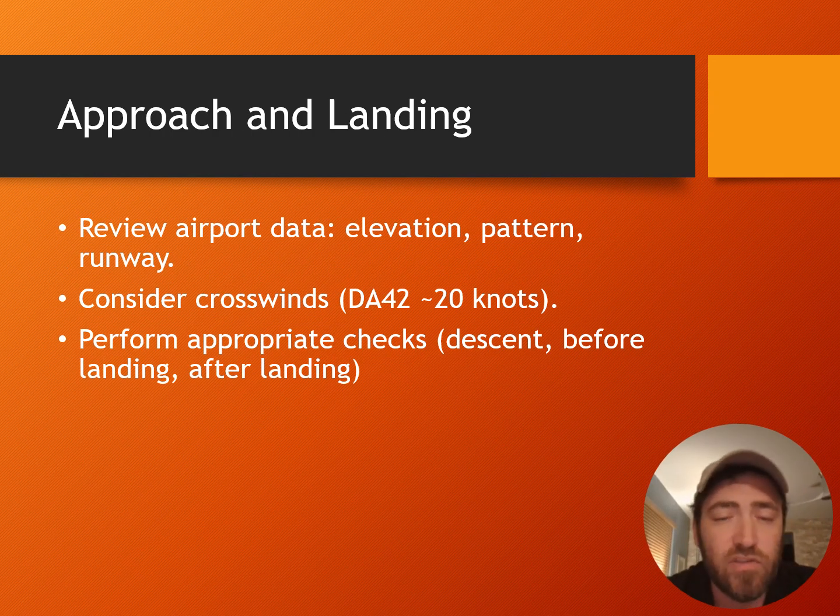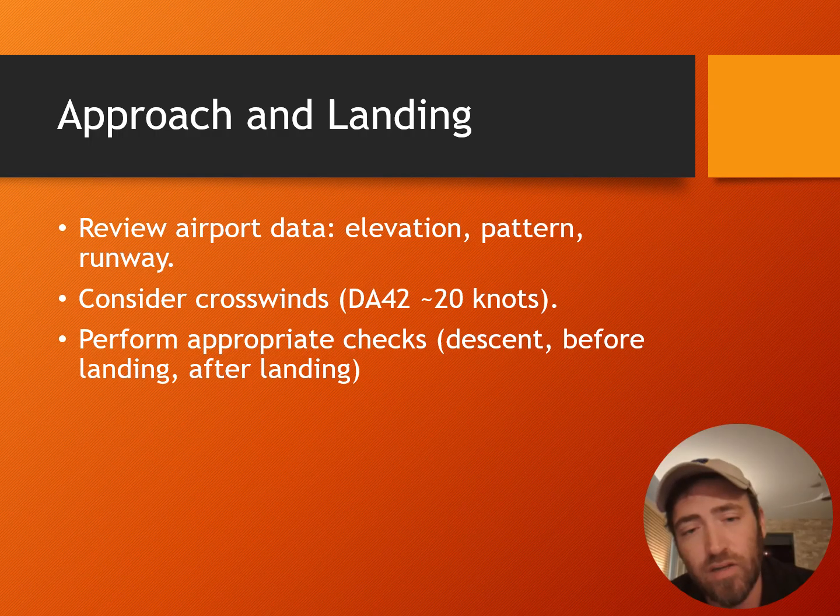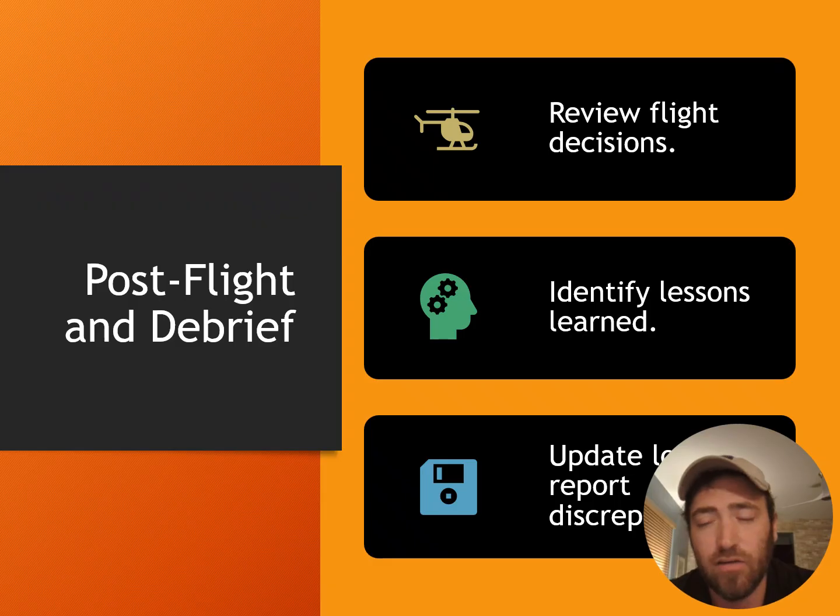On the approach and landing, we're just going to take a look at the airport data, elevation, pattern altitude, runway directions, consider crosswinds. DA42 has a max demonstrated crosswind of 20 knots, and perform our appropriate checks as we approach that airfield. Descent checklist, before landing, and then once we're on the ground and taxi clear of the runway, we'll knock out our after landing checklist.